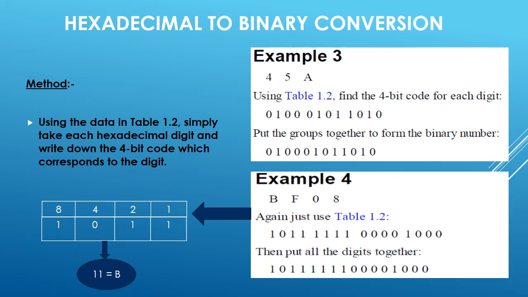There is another example, BF08. Again, you can just use the table and simply from the table see the binary value of the B and write it down. See the binary value of the F, which is 1111. See the binary value of the 0, which is all zeros, and the binary value of the 8, which is 1000. Then put all the digits together, and this is how the hexadecimal number is converted into the equivalent binary number.